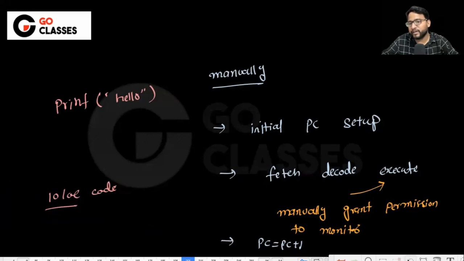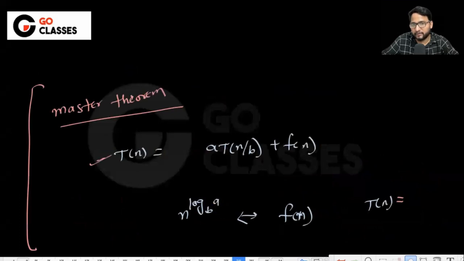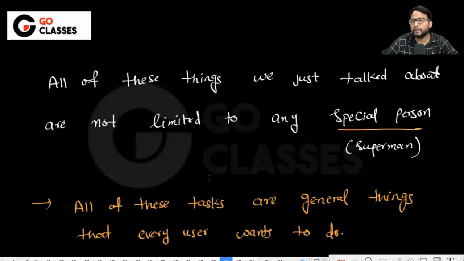So that's why we need operating systems, right? Is the need clear to everyone, why we need an operating system? Because of two reasons. One is that all of the tasks that we are talking about are very repetitive. Everyone needs it, right? Everyone needs it.